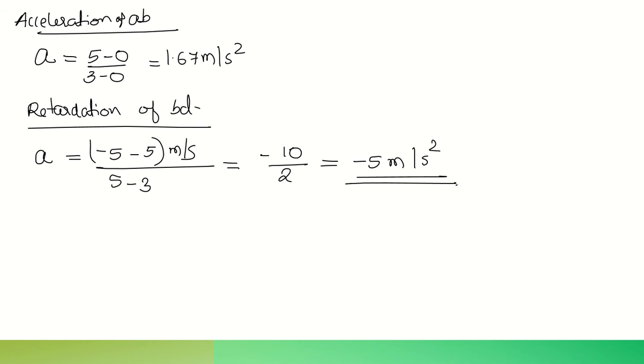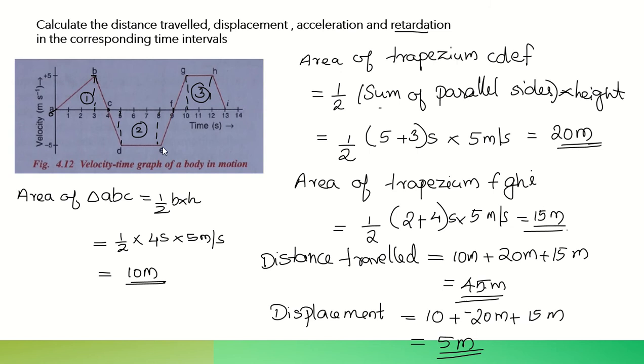Similarly, you can calculate the retardation for the other curves, right? See, from E to G, we have final velocity is 5. 5 minus 5 divided by, here it is 10 and here it is 8. So 5 minus minus 5 divided by 2, you will be getting again 5 meter per second square as a positive value. Okay, there it is acceleration. You can see the slope is increasing.